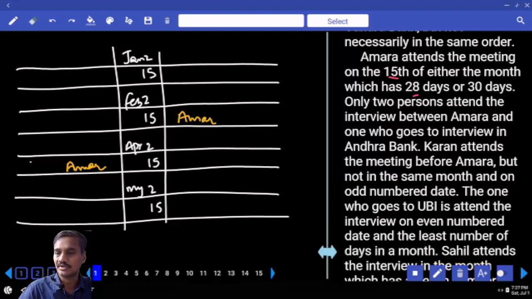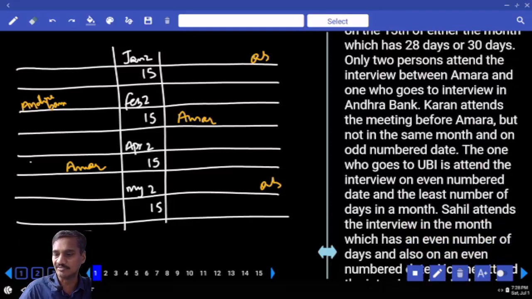Then, now, only 2 persons are between Amar and the one who goes to Andhra Bank. Between Amar and the one who goes to Andhra Bank, there are exactly 2 people. Now Andhra Bank and Amar, there must be exactly 2 people.